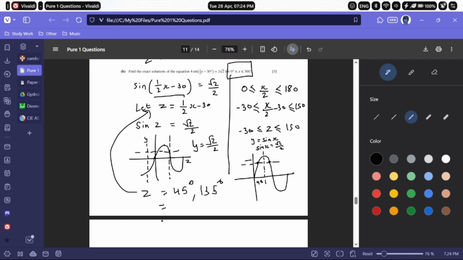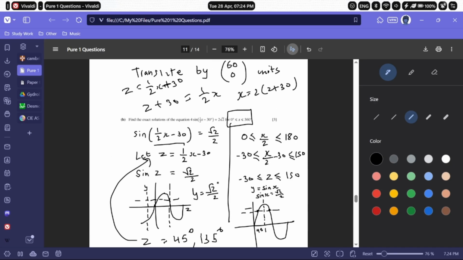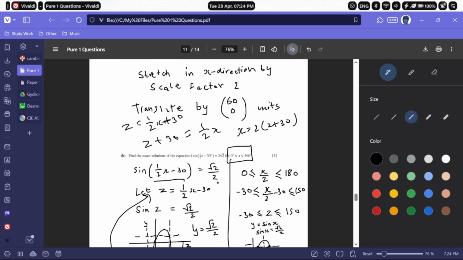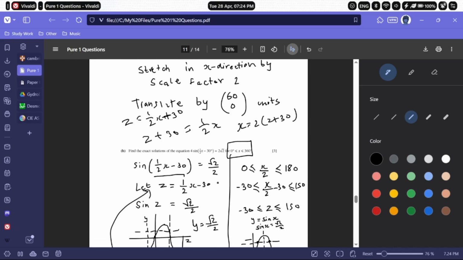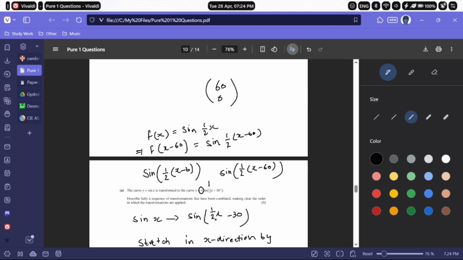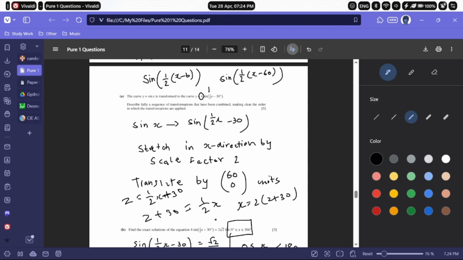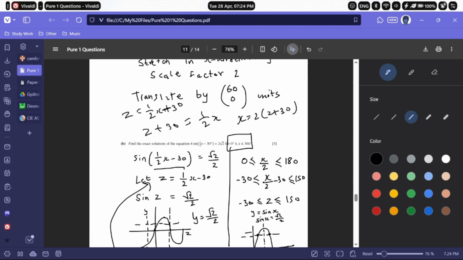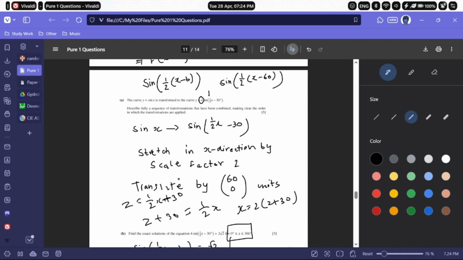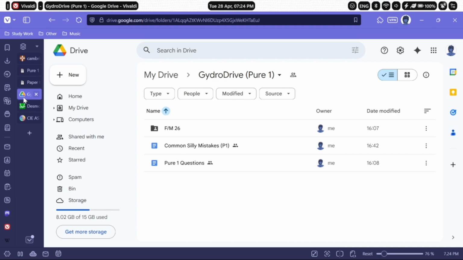So I'm getting 150, comma, and then 2 times 135 plus 30, so 330 degrees. I also have the mark scheme for this. You guys can go through that just to see whether I'm right or wrong. I'll open the mark scheme for this just to show that it's right.